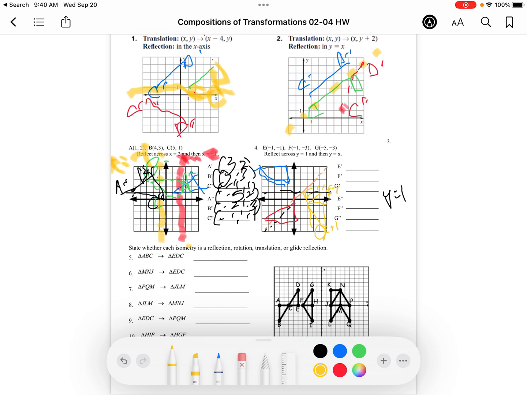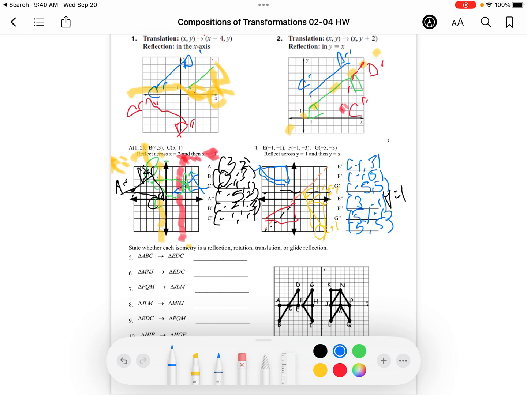Let's pick something you can discern, and I'm going to do my best to make this smaller. E prime, F prime, G prime are at -1, 3, -1, 5, -5, 5, and F double prime is again reflecting 3, -1, following the rules on your guide sheet there, 5, -1, and 5, -5.